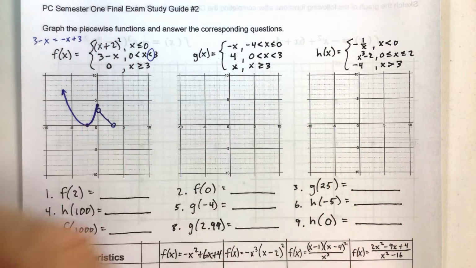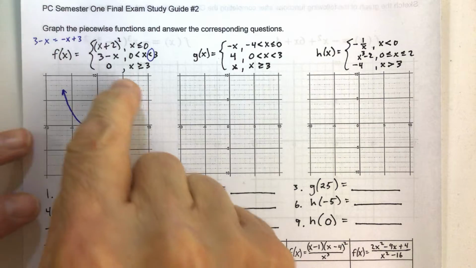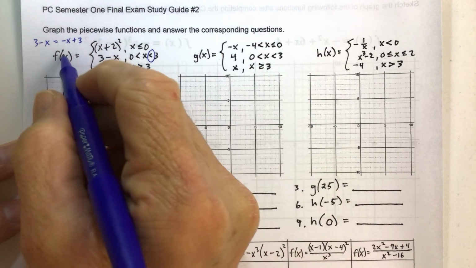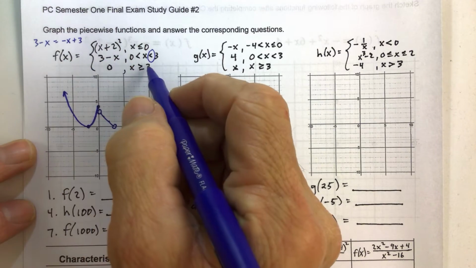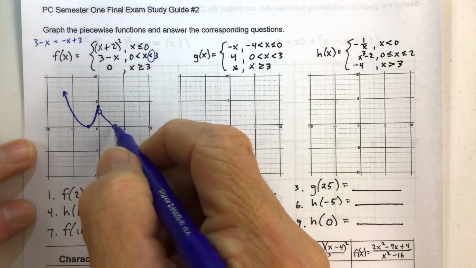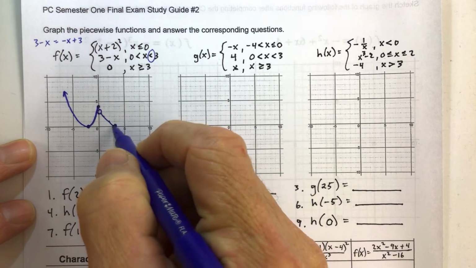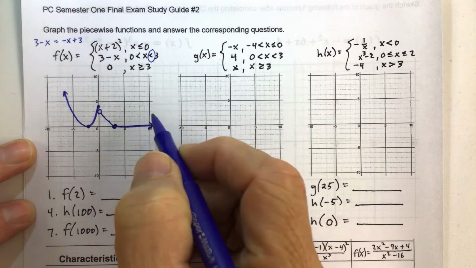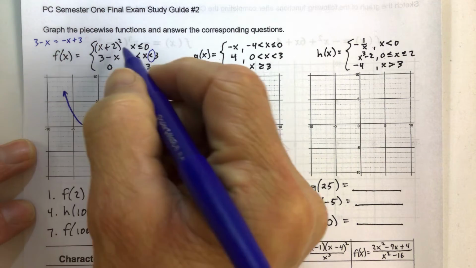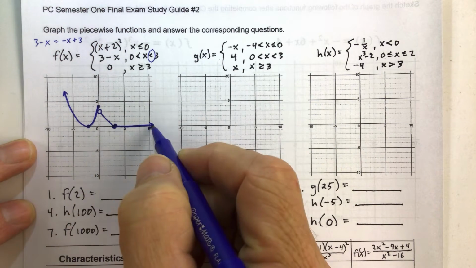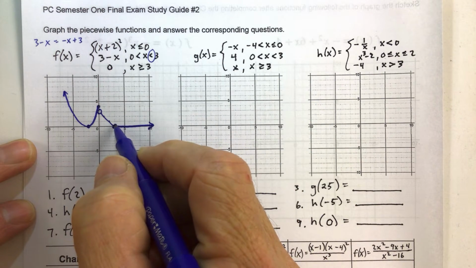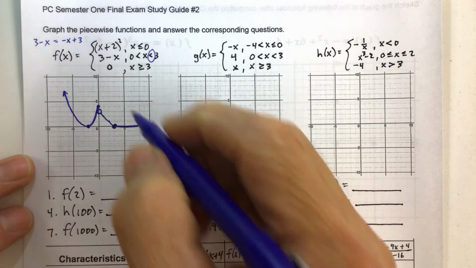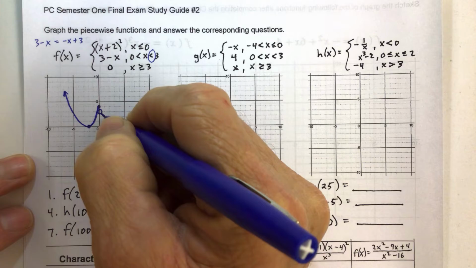And then finally, f of x is equal to 0 when x is greater than or equal to 3. So actually, if you were to replace x with 3, then you'd get 0. So we can fill in that open circle with a closed circle, and then the rest of the graph of f of x is the horizontal line on the interval from 3 to infinity. So that's the graph of that piecewise function, f of x.